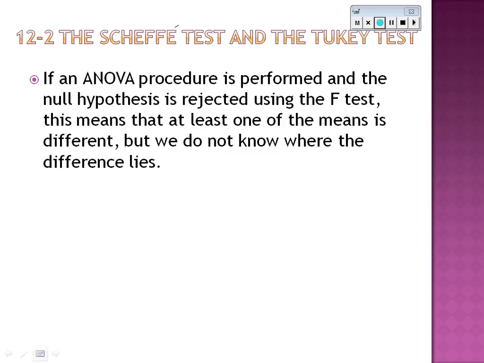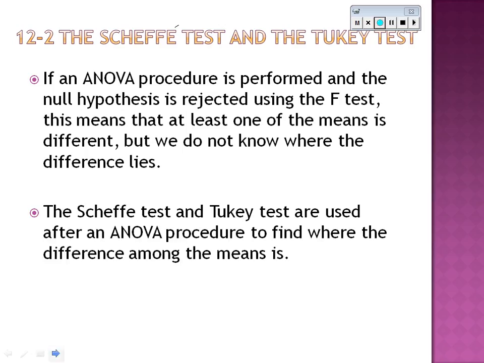In section 12.1, we did the one-way analysis of variance, the ANOVA procedure, and when that's performed and the null hypothesis is rejected using the F-test, this means that there is at least one of the means different, but we don't know where that difference lies. So in this section, we're going to be looking at the Scheffé test and the Tukey test, which would be used to find where the actual difference among the means is.